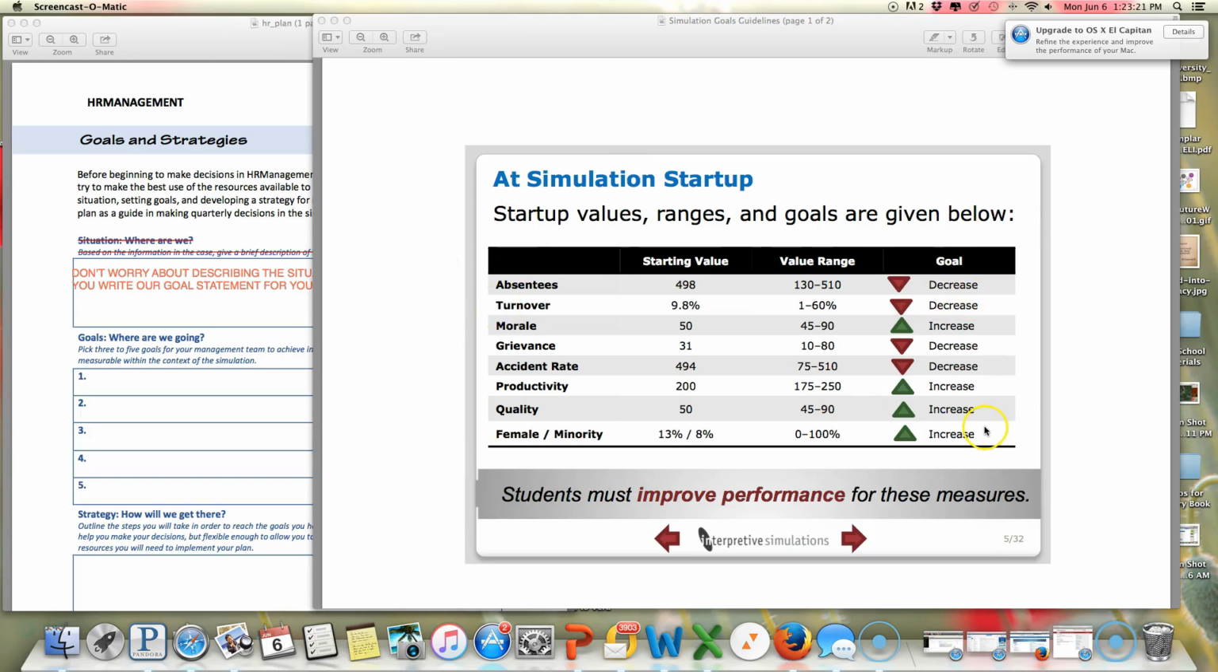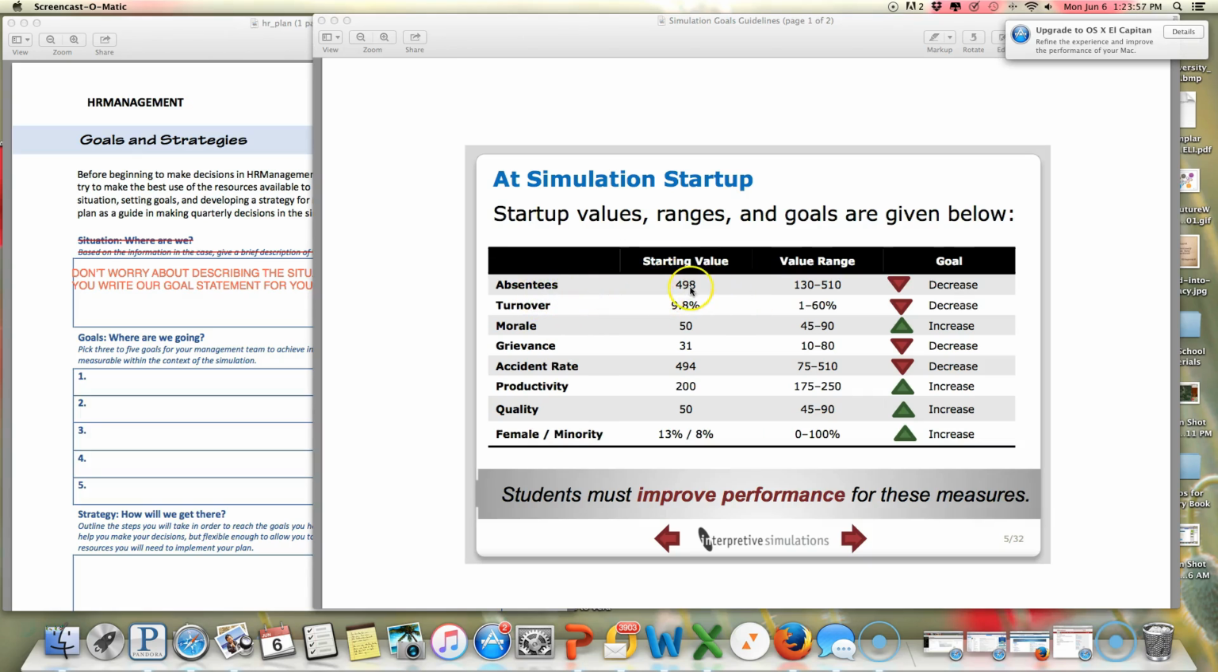So the first thing I want to start with is a large number of the different kinds of variables of interest in the simulation. The simulation assesses things, as you can see here: absenteeism, turnover, morale, grievance rates, meaning complaints about company policies, accident rate, productivity, quality, and diversity, i.e. the female and minority percentages in the company.